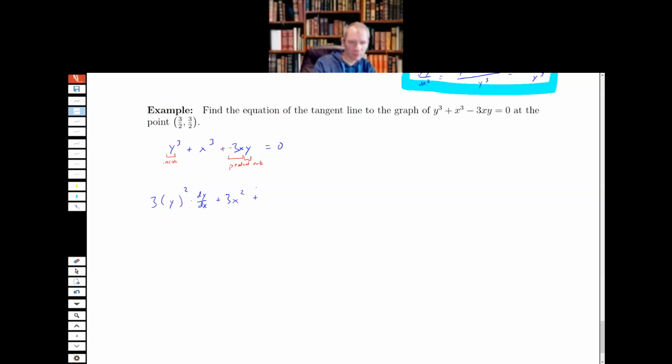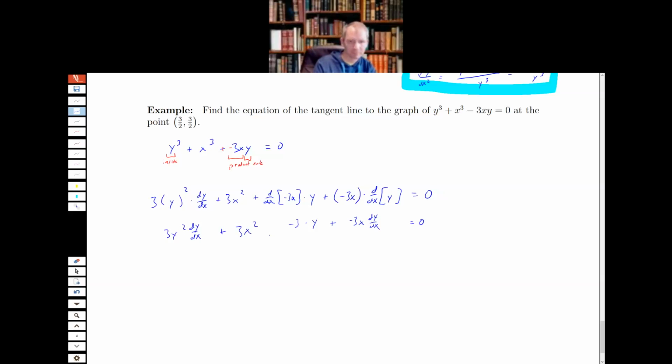Okay, now I have a product rule. So I want the derivative of -3x times y left alone plus -3x left alone times the derivative of y. Now, as a separate step, let's work out those pieces. The derivative of -3x is -3. The derivative of y is dy dx. Okay, and then everything else we just copy down. So we have 3y squared dy dx plus 3x squared.